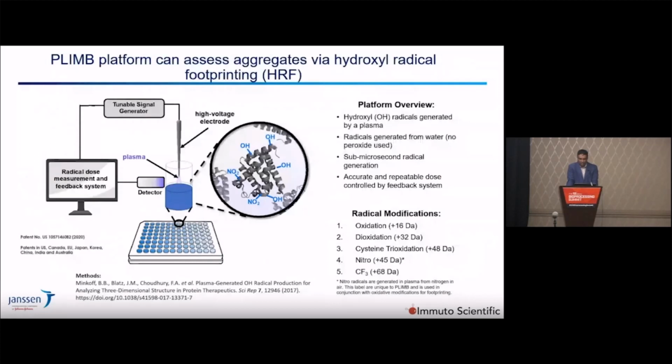In addition to these, we have the CF3 precursors that we can add to the solution to generate CF3 radicals, which will give a more comprehensive map of these modifications. And this type of analysis is very helpful for residue level analysis.